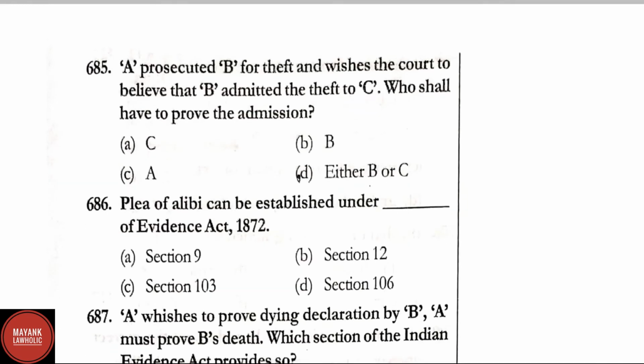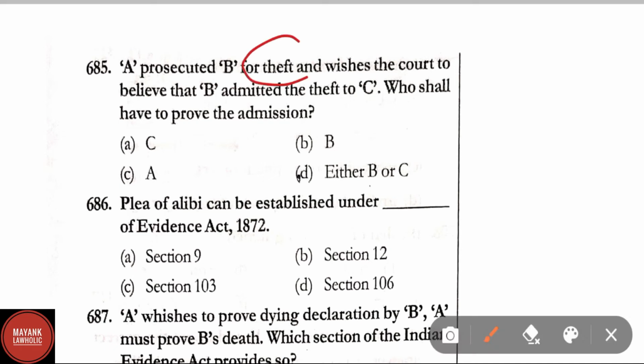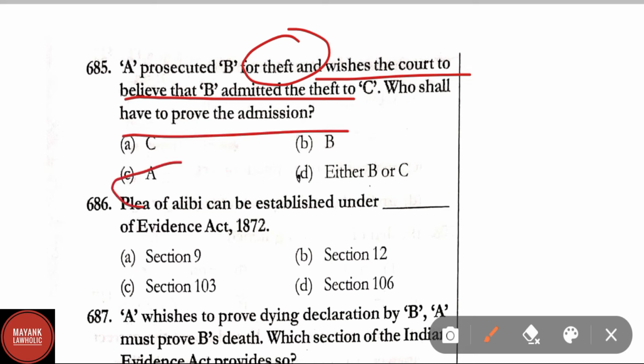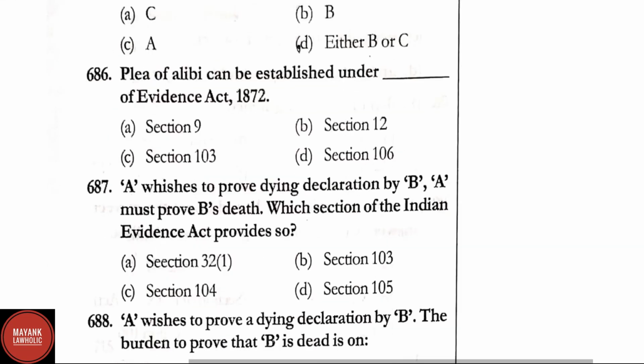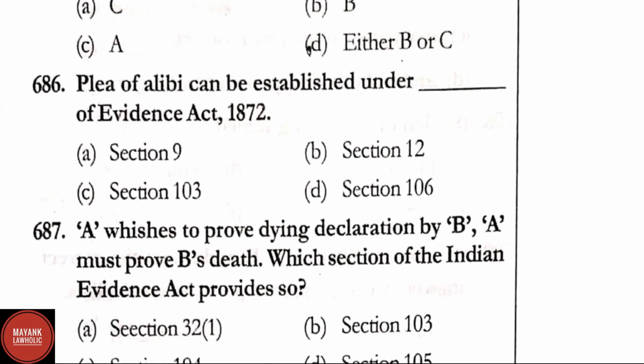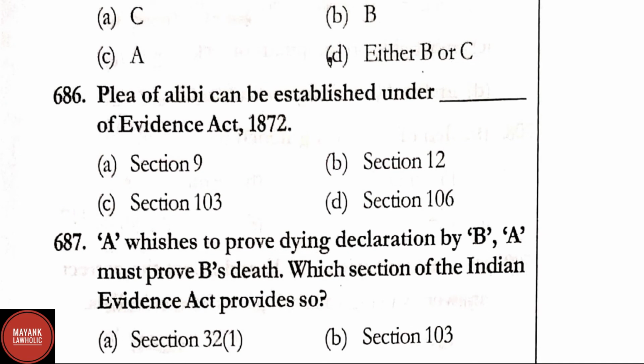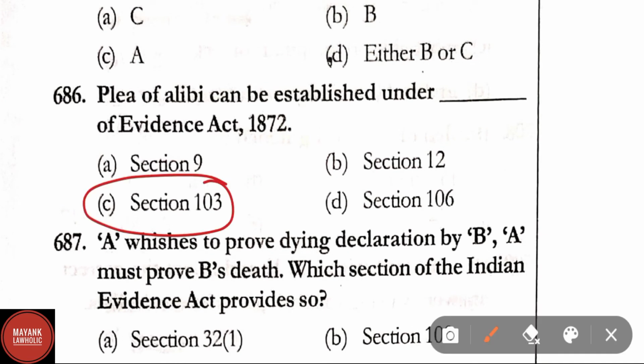Question number 685. A prosecuted B for theft and wishes the court to believe that B admitted the theft to C. Who shall have to prove the admission? Correct answer is option C, that is A. Question number 686. Plea of alibi can be established under dash of the Evidence Act. Correct answer is option C, that is section 103 of the Evidence Act.